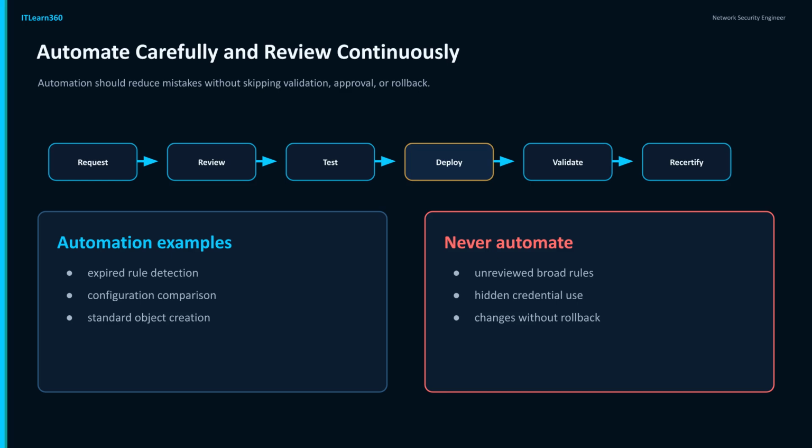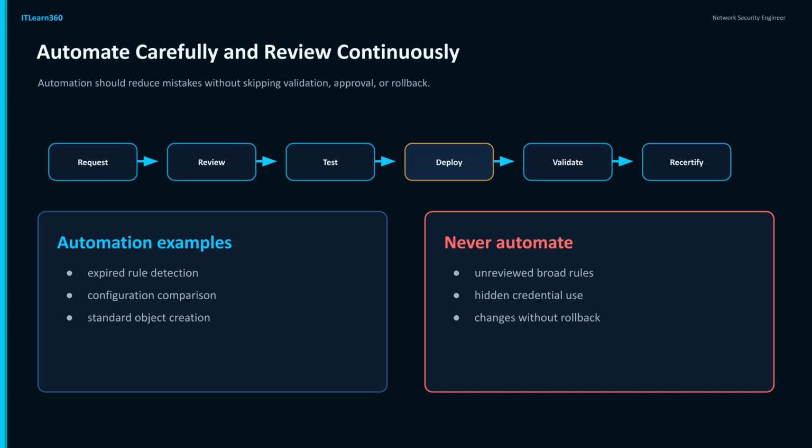A safe workflow still includes request, review, testing, deployment, validation, and recertification. The team should not automate broad, unreviewed rules, hide credentials inside scripts, or make changes without a rollback path. At Summit Fresh, automation could identify vendor exceptions that should have expired, or compare firewall configurations before and after the incident. The purpose is to make good policy repeatable, not to make unsafe changes faster.